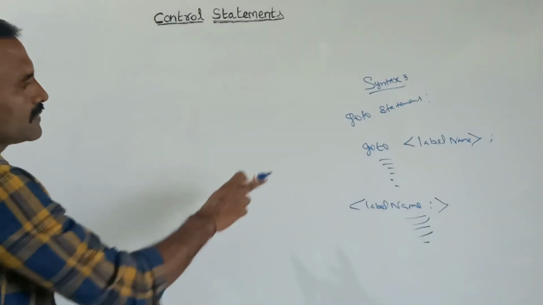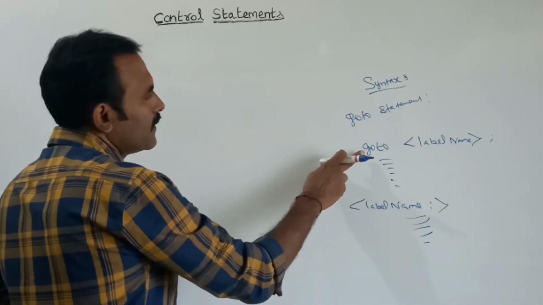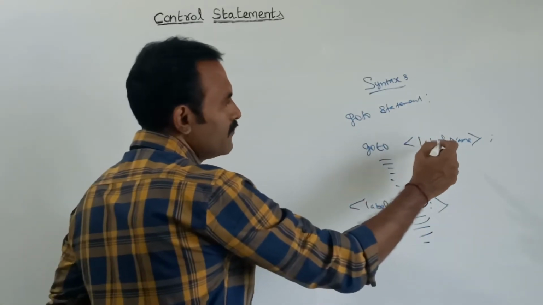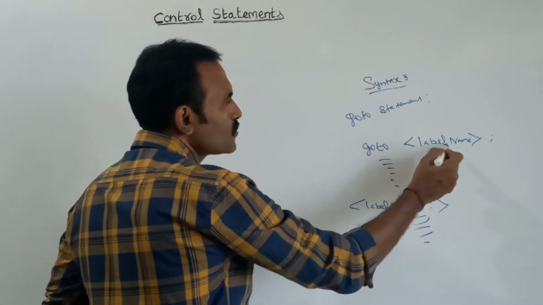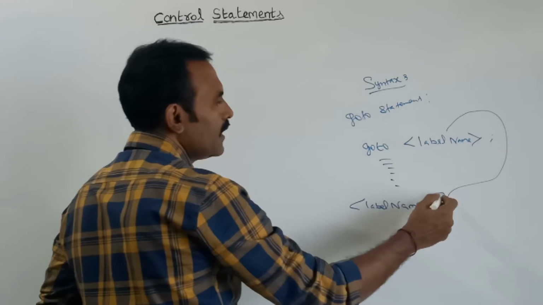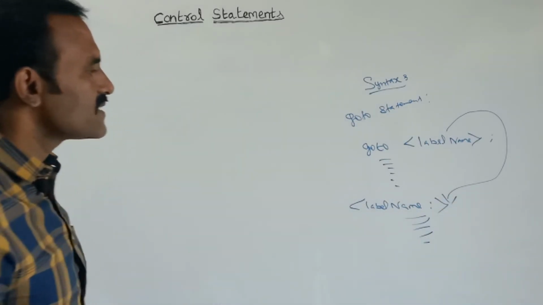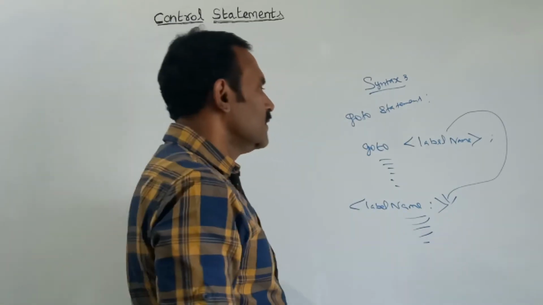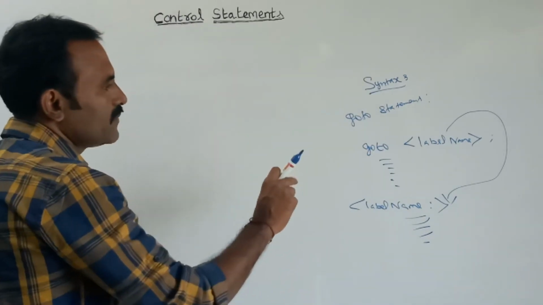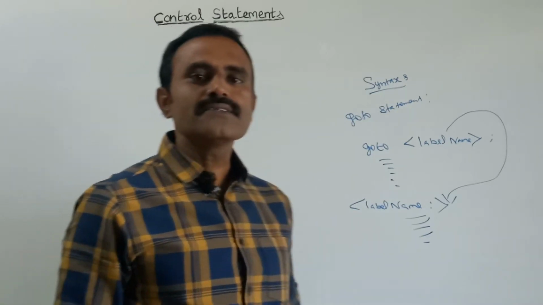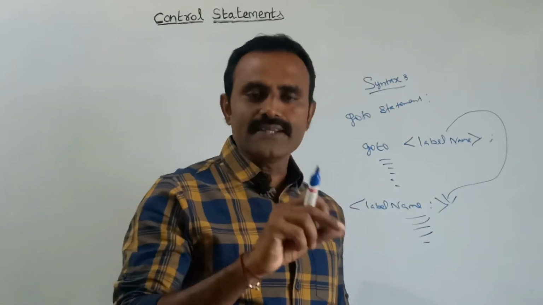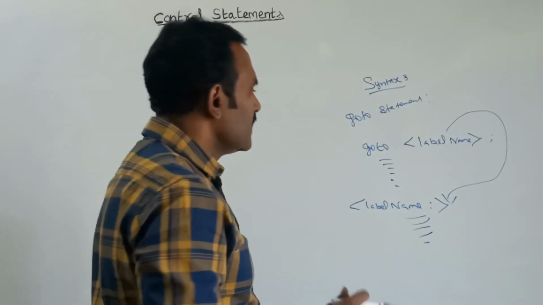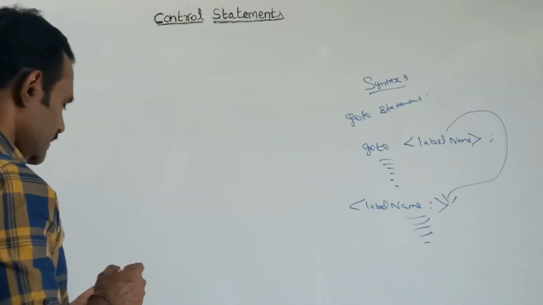See, once the goto statement is triggered, the controller will move to the corresponding label name, and under the label name, whatever statements are there will be executed. This goto statement is otherwise known as the unconditional jump. Now let us see a simple example of this goto statement.